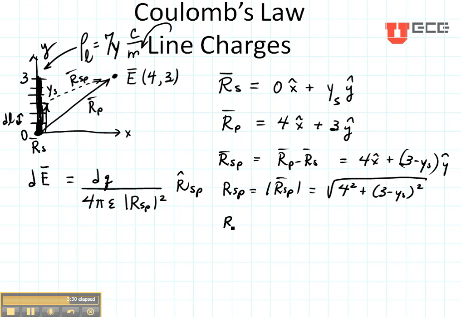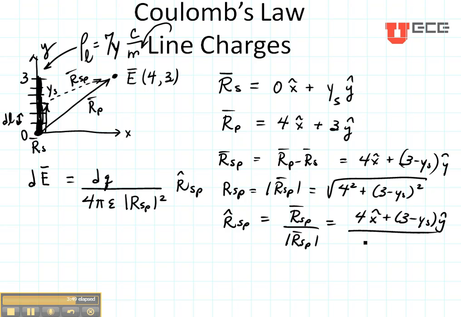And then I need the unit vector rsp, and that's going to be equal to the vector rsp divided by its magnitude. That's the definition of a unit vector. So it's going to be 4x plus 3 minus ys y, all divided by the square root of 4 squared plus 3 minus ys squared, like this. So now we have everything that we need to be able to put into this equation.